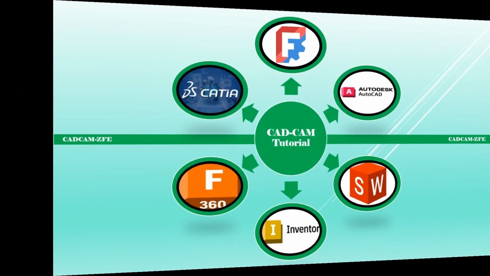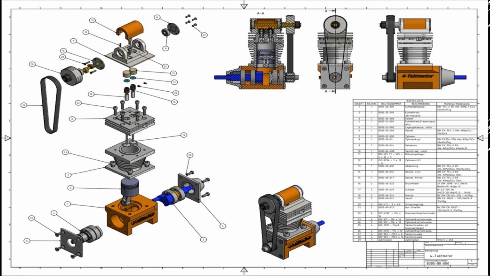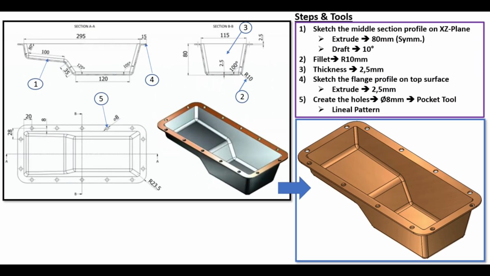Today I will show you how to create a 3D model from the existing 2D drawing with the help of FreeCAD tools like Extrude, Draft, Thickness, Linear Pattern, Pocket, and Fillet. This is the exercise for today: we need to convert this 2D drawing into a 3D solid part. As you know, there are several ways or steps to create this 3D solid part. Here you find the steps and the tools that I used to convert this 2D drawing into a 3D solid part.